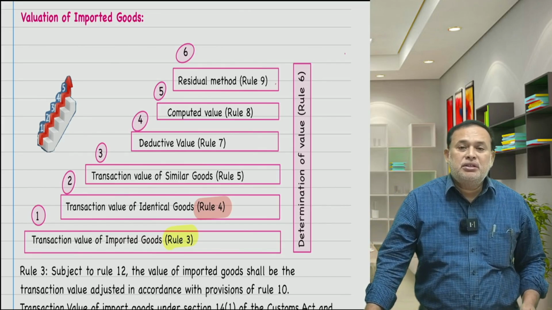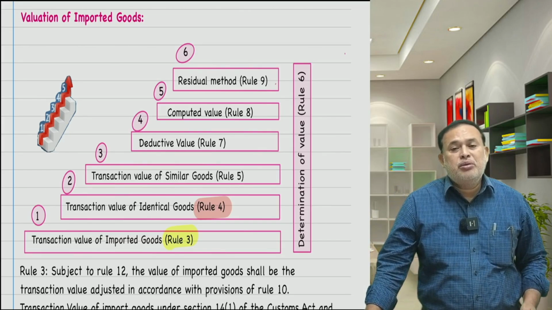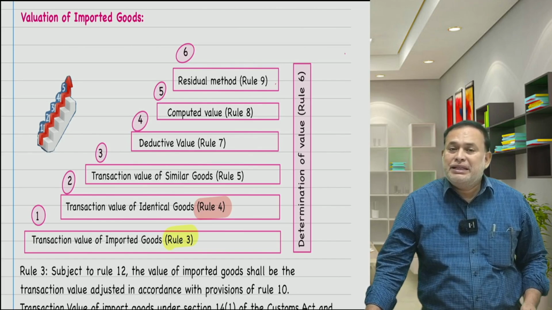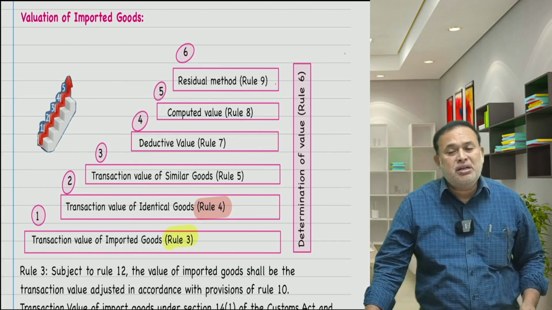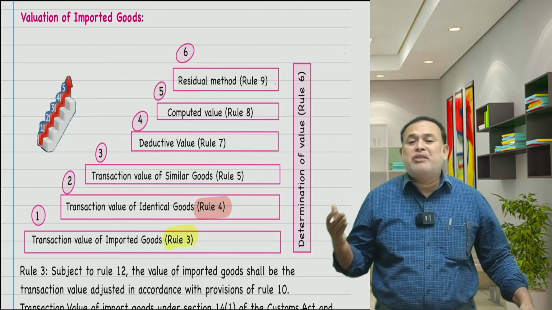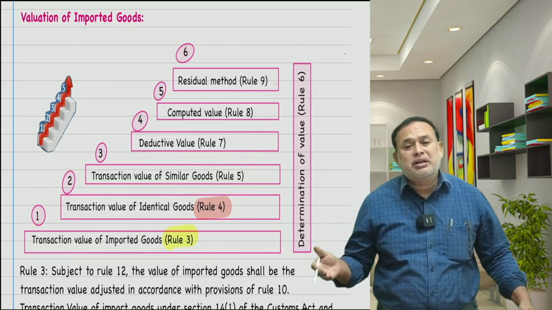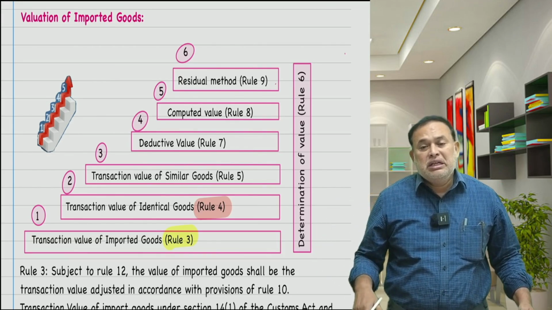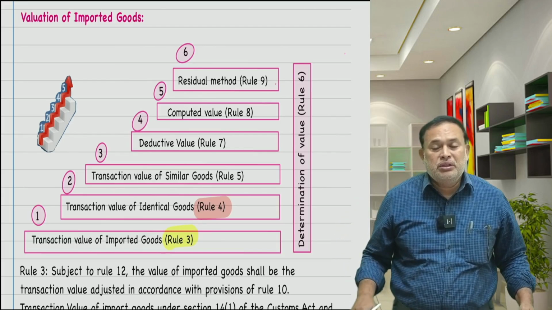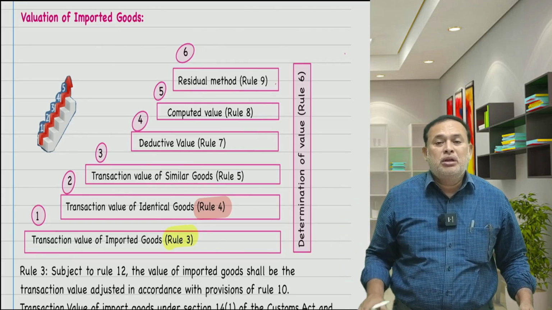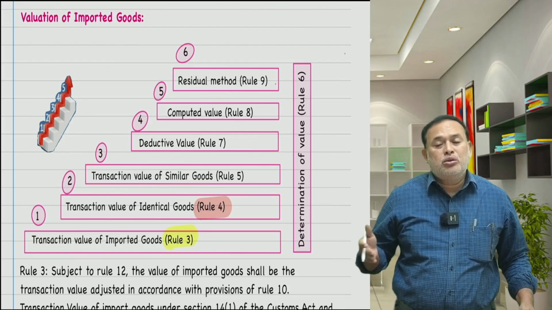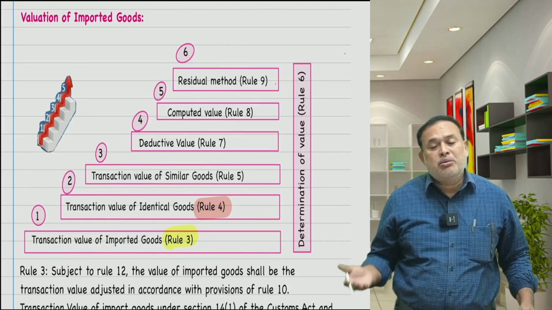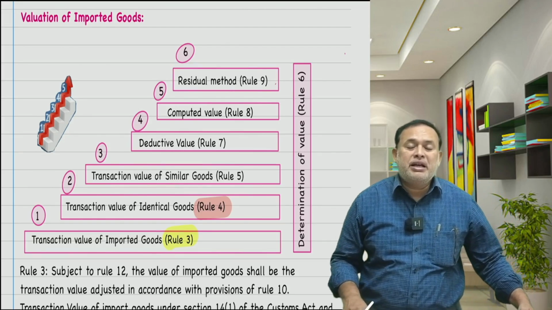If not, rule number 5, similar goods of the exporter country, of the exporter. If not, some other manufacturers manufacturing similar goods in the exporter country, that will be the base. If that is also not available, then rule number 4 is not applicable, rule number 5 is not applicable, then go to rule number 7, the directive rule.